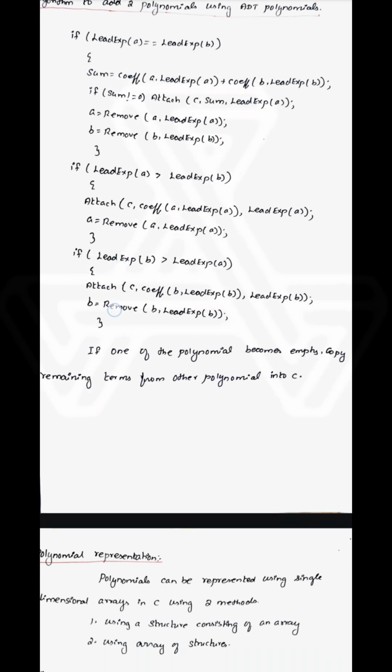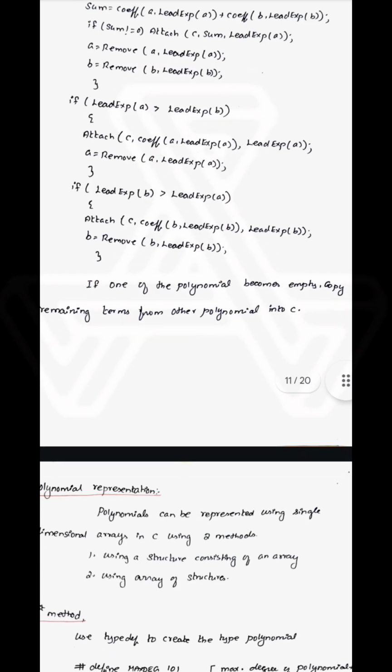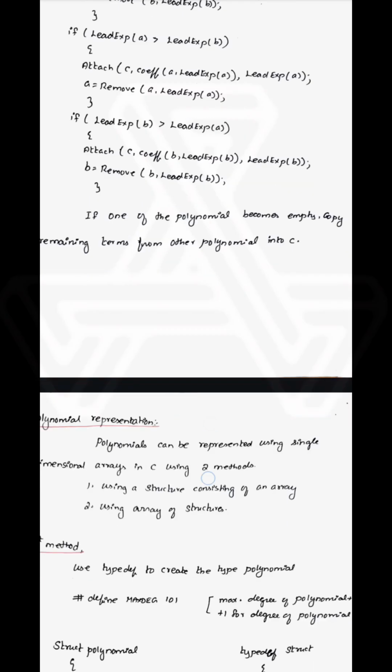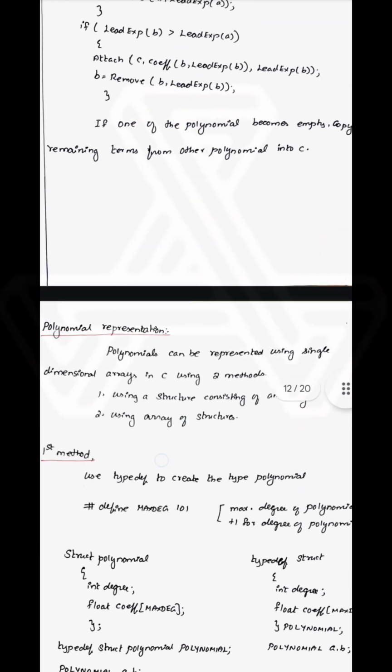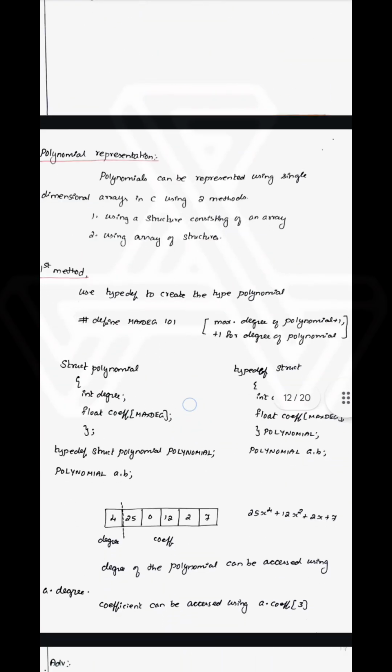If lead exp of A is greater than lead exp of B, attach C, coef of A, lead exp of A. A is equal to remove of A, lead exp of A. If lead exp of B is greater than lead exp of A, attach C, coef of B, lead exp of B. B is equal to remove of B, lead exp of B. If one of the polynomials becomes empty, copy the remaining terms from the other polynomial into C.